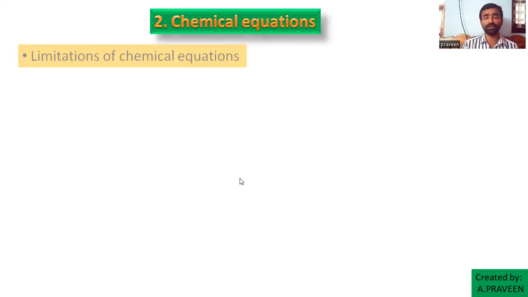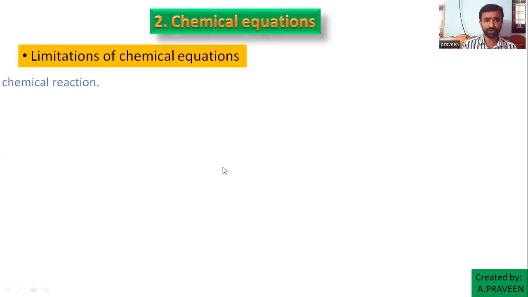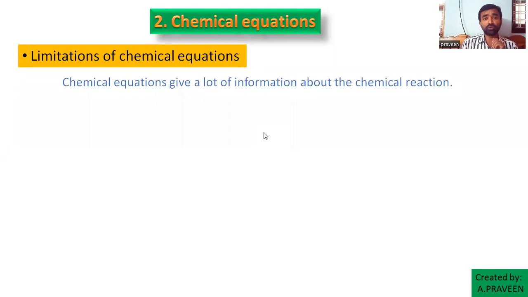Limitations of chemical equations. What are the limitations? Here, you are unable to know the information related to the reactants and products, such as whether they are solid, liquid, gas, or precipitate. Any heat changes observed, or whether the substances used were concentrated or diluted? No information is provided in the previous equations. Directly we are written like this.